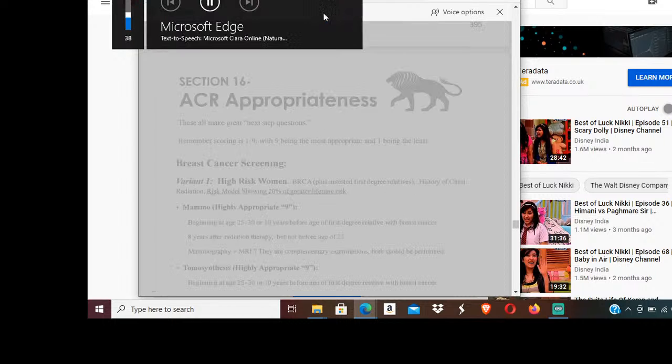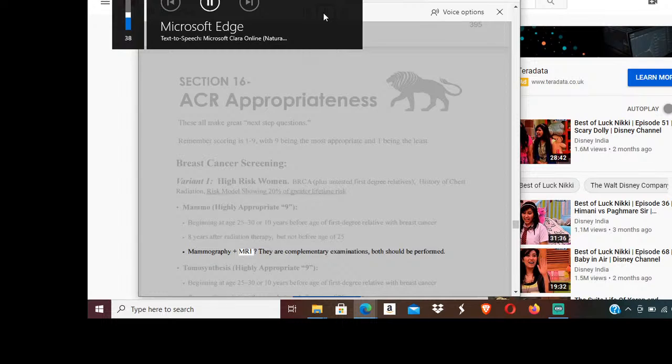395. Section 16, ACR appropriateness. These all make great next step questions. Remember, scoring is 1 to 9, with 9 being the most appropriate and 1 being the least. Breast cancer screening, variant 1, high-risk women. BRCA, plus untested first-degree relatives, history of chest radiation, risk model showing 20% or greater lifetime risk. Mammo, highly appropriate, 9, beginning at age 25 to 30, or 10 years before age of first-degree relative with breast cancer, 8 years after radiation therapy, but not before age of 25.